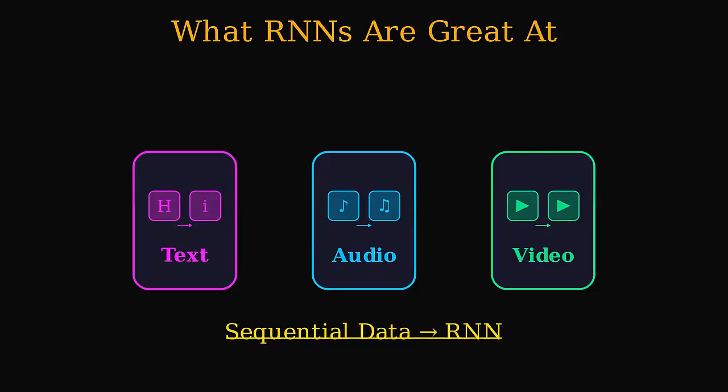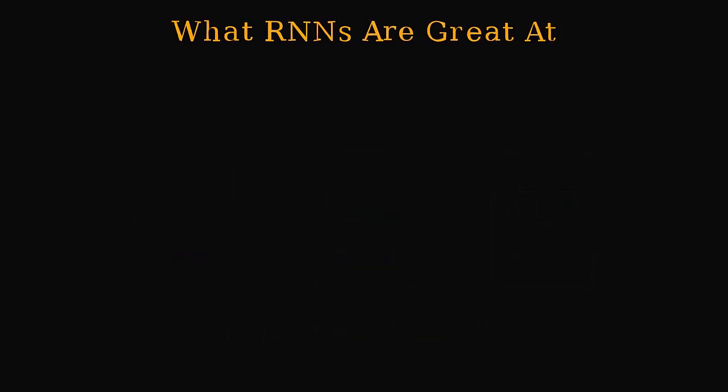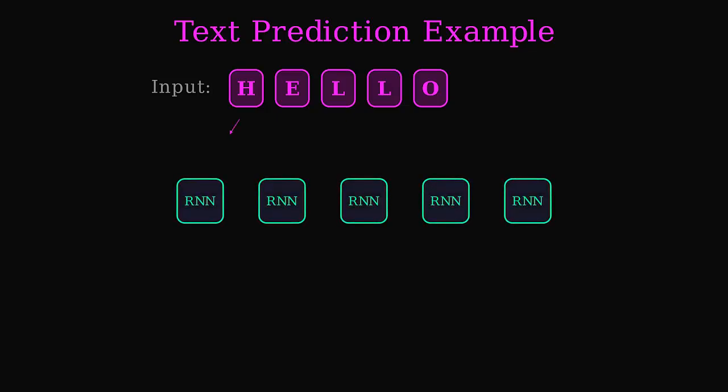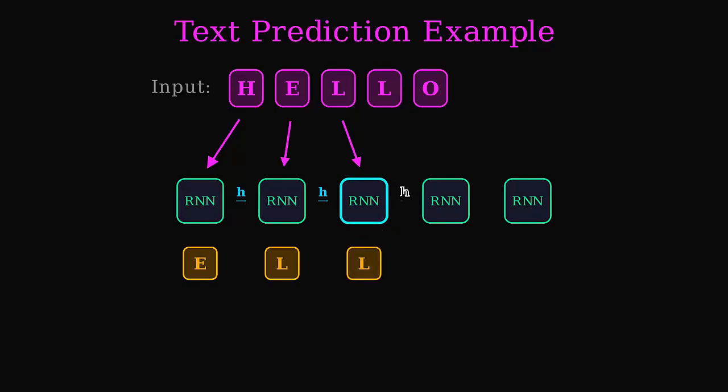Let's look at a concrete example, which is text prediction. Imagine we want to train an RNN to predict the next letter in a word. We feed it the word hello, one letter at a time. First we input H. The RNN processes it, predicts the next letter E, and passes its hidden state, its memory of seeing H, to the next cell. Now we input E. The second cell uses the E and the memory of H to make the prediction, L. It then passes the new hidden state forward.